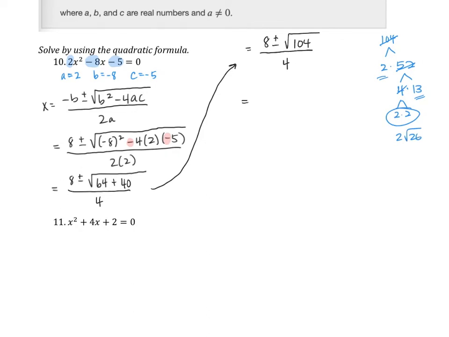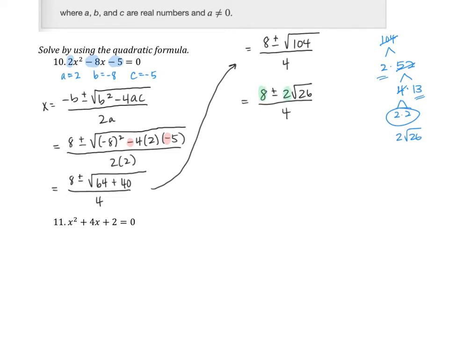So this will be (8 plus or minus 2 square root 26) over 4. Now, if you can reduce this, you're looking for what looks like a triangle, but what you're doing is simplifying the 4 out of each term. On top you have two terms: the term before the plus or minus, and the term after the plus or minus.